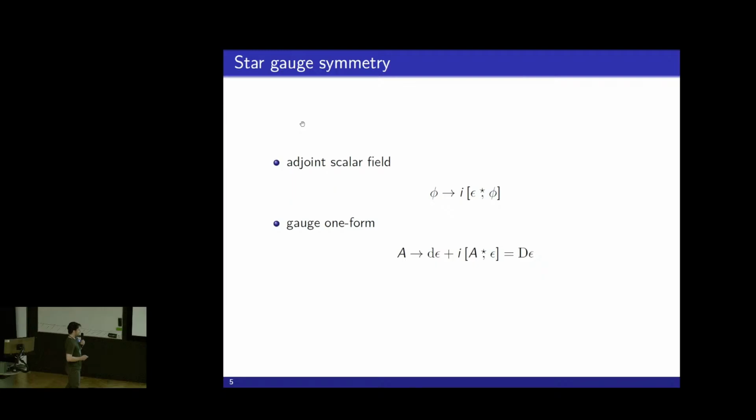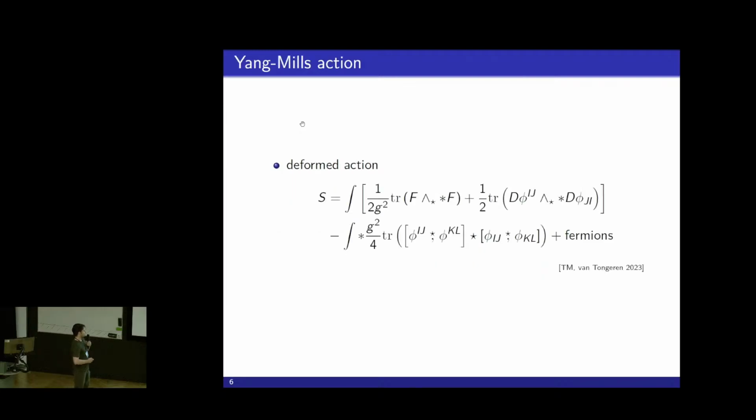Okay, having that, we can then write down a deformed action for Young-Mills, for super Young-Mills. This is how it looks, and also here, in principle, products are just replaced by star products. So this is now the deformed action. It's gauge invariant, and we can start doing field theory computations with it.